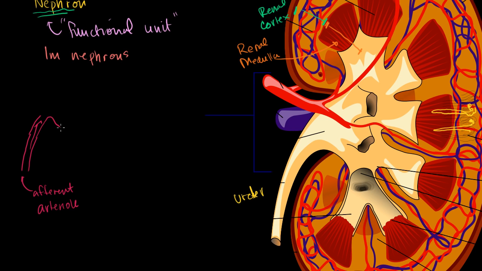Then it goes into this big windy place. And it really winds around like that. This is called the glomerulus. This is the glomerulus.